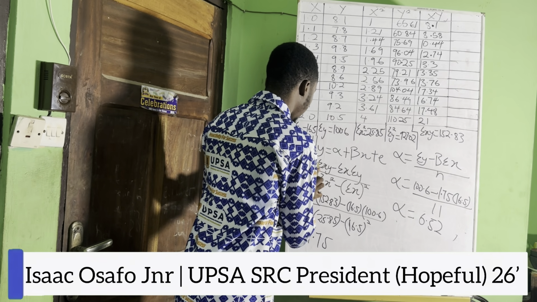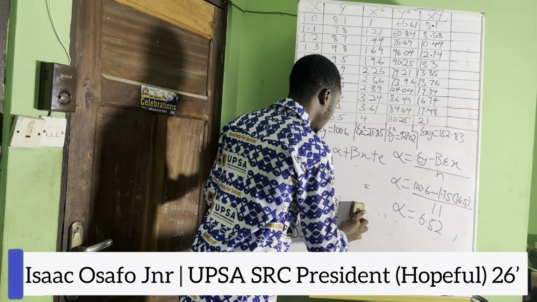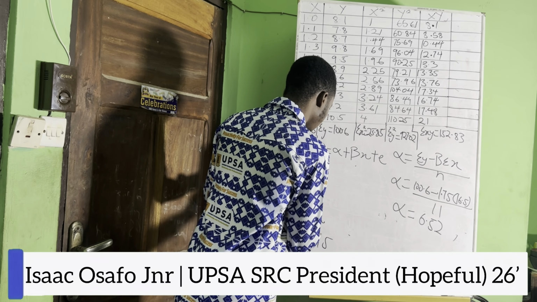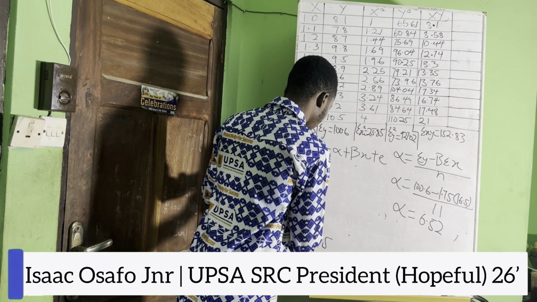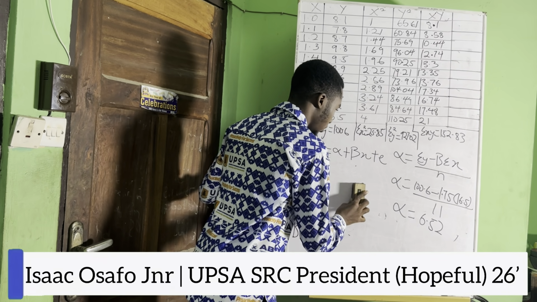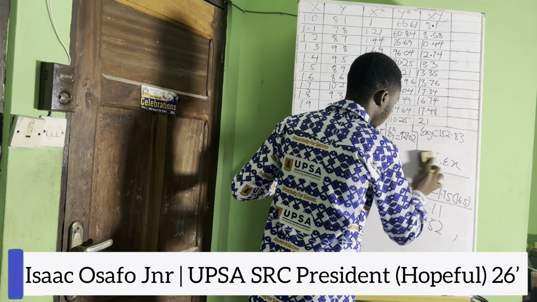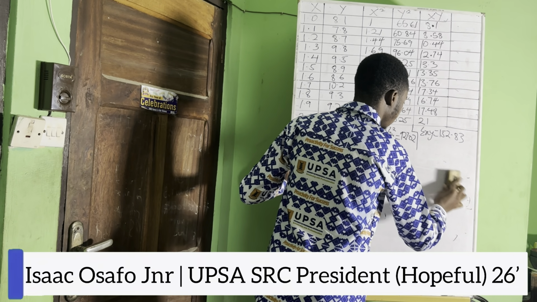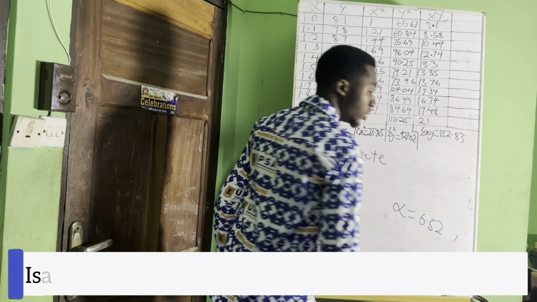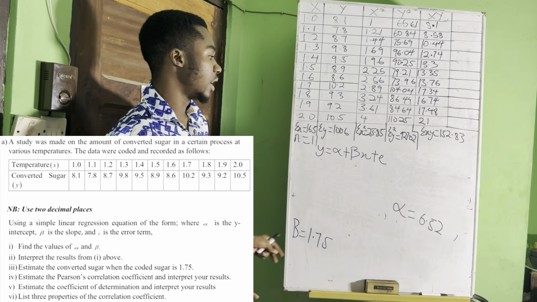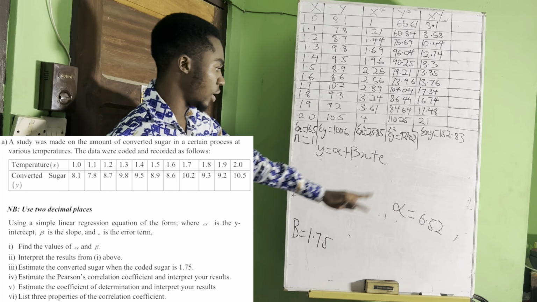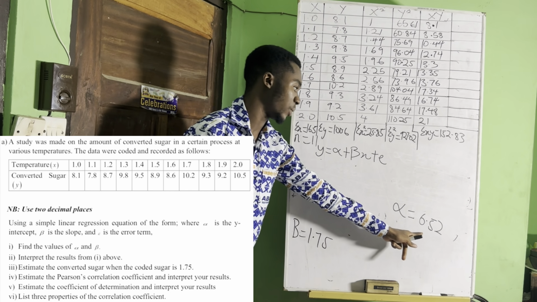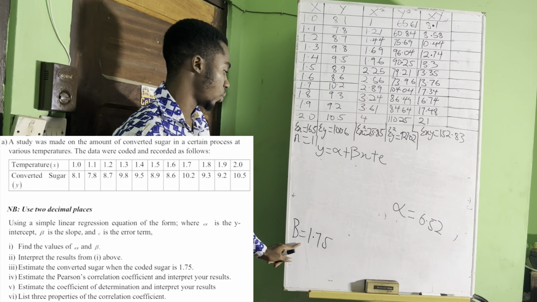I won't clean the beta for now. I want to use it to explain something. Now take a look at something. I deliberately did not clean the values for alpha and beta. Now alpha we got 6.52 and beta we got 1.75.